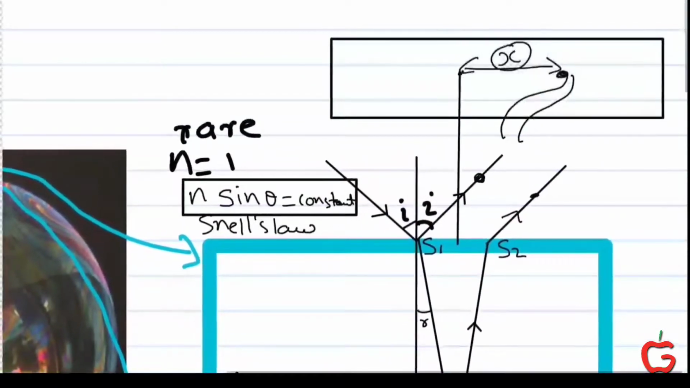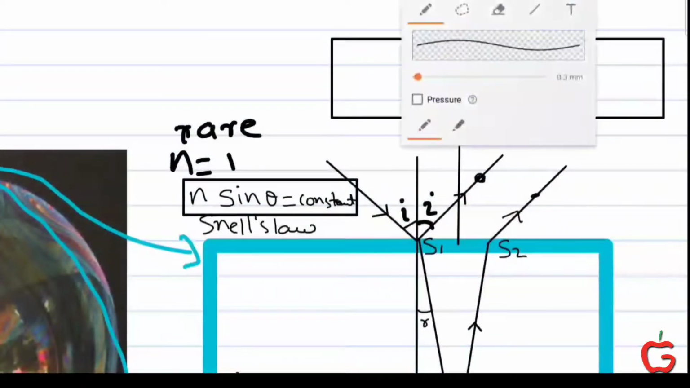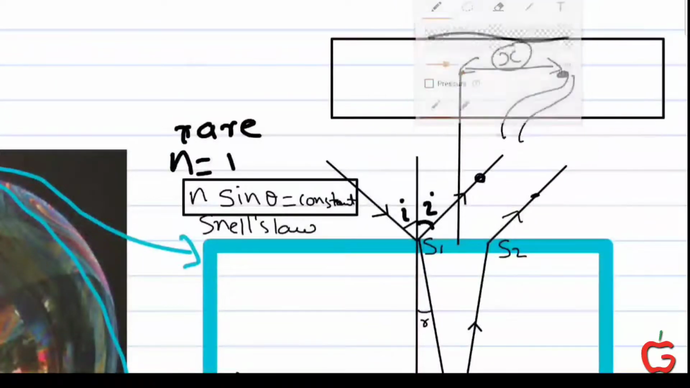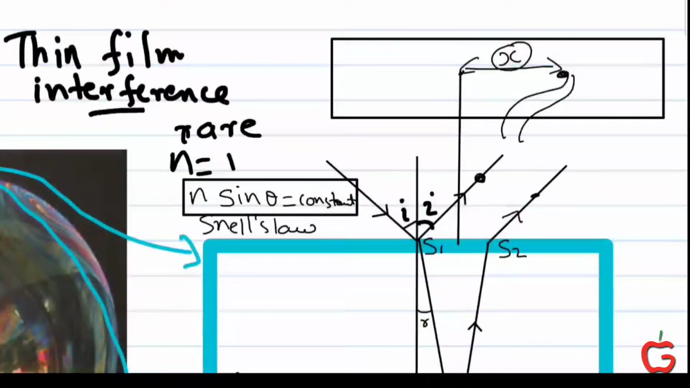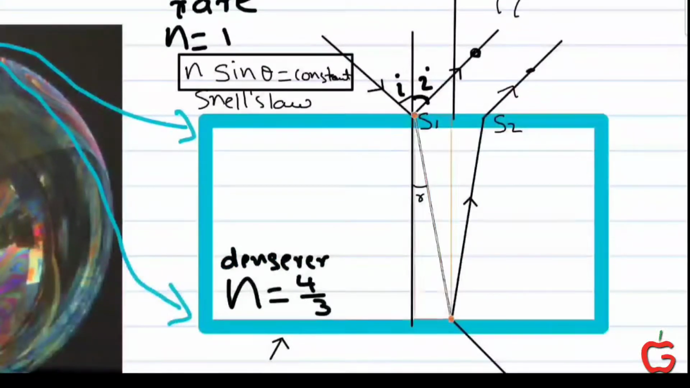This is often termed as thin film interference. This entire phenomenon is thin film interference. So a thin film gives two sources of light from a single source itself. These two sources are separated by this much distance. Now what is this distance?